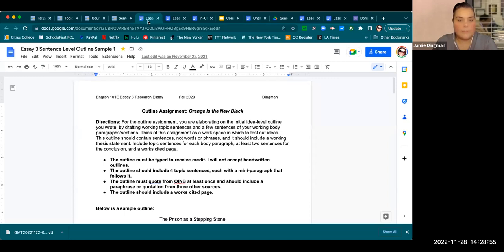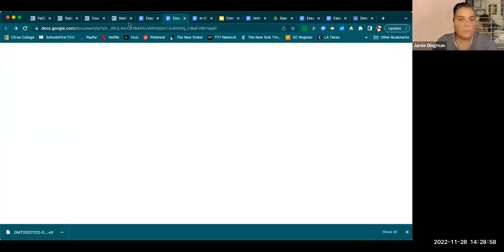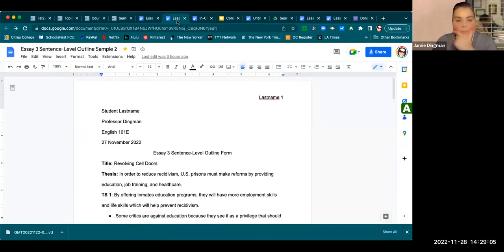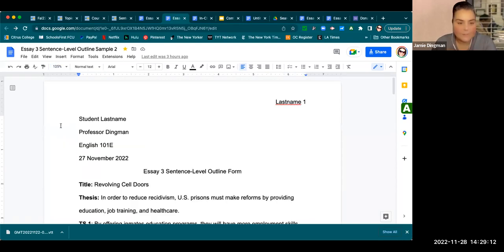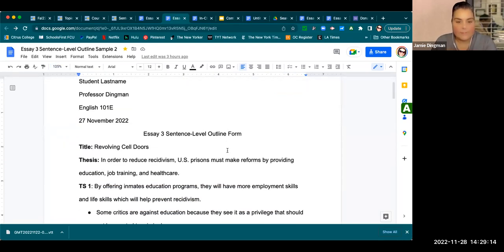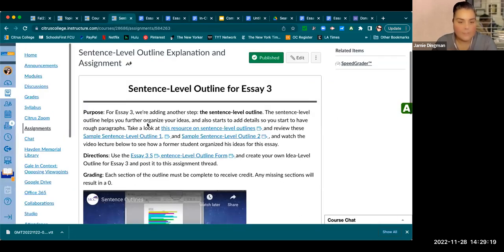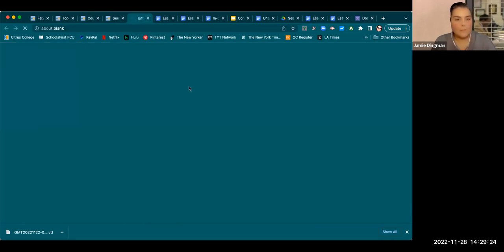So let's take a look at one of our samples here. So here I have sample 1 and sample 2. We're actually going to take a look at sample 2 first, because this is a little bit closer to what most of you will probably do. My other sample, the guy wrote kind of paragraphs, but this is what yours should look like. You're going to be using the form that I have right here. Here's the outline form. You pull that up, it'll pull up this blank form here.